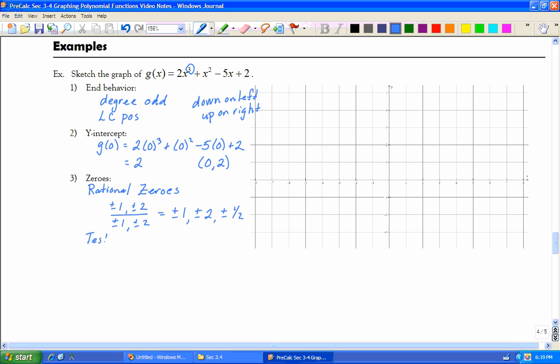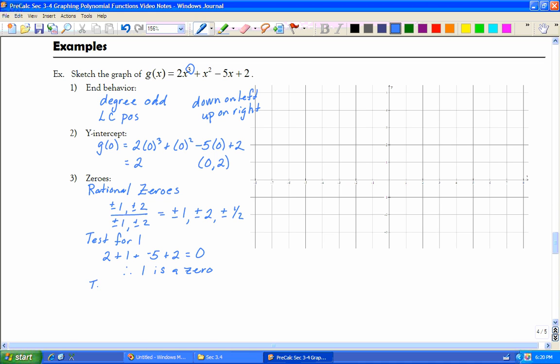So let's test for 1, which means take all the coefficients and add them up. So we have 2 plus 1 plus -5 plus 2. And if we add those up, we get 0. So therefore, 1 is a zero. So we found 1 already.